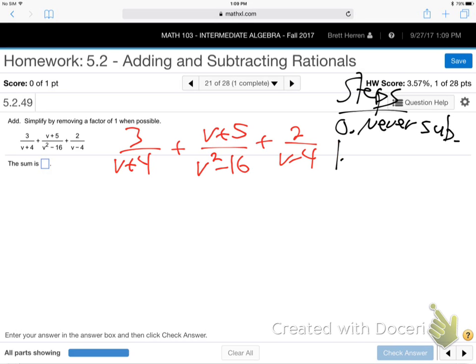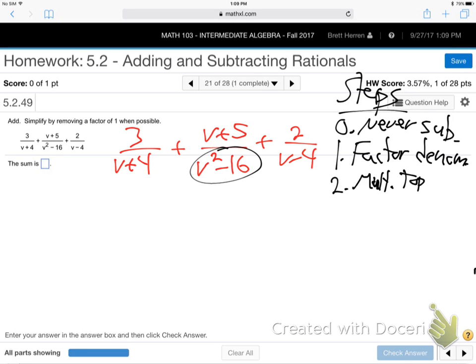Step 1, then I said factor denominators. That's right, factor denominators, which is going to be that guy, huh? We're going to have to factor. He's going to be the first thing we do, which is, yeah, exactly what that last exam was on. Factor denominator, step 2: multiply top and bottom by whatever's missing.